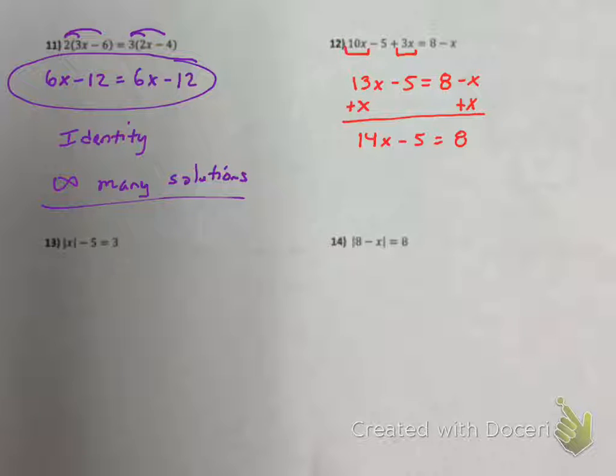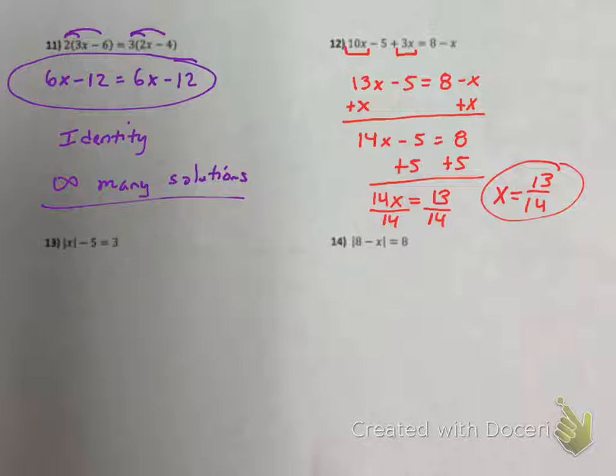The next step is to move the 5, so we'll add 5 to the other side. So we've got 14x equals 13. We'll divide by 14. And we get x equals 13/14, or I think it's right around 0.9. 0.9 and some change.